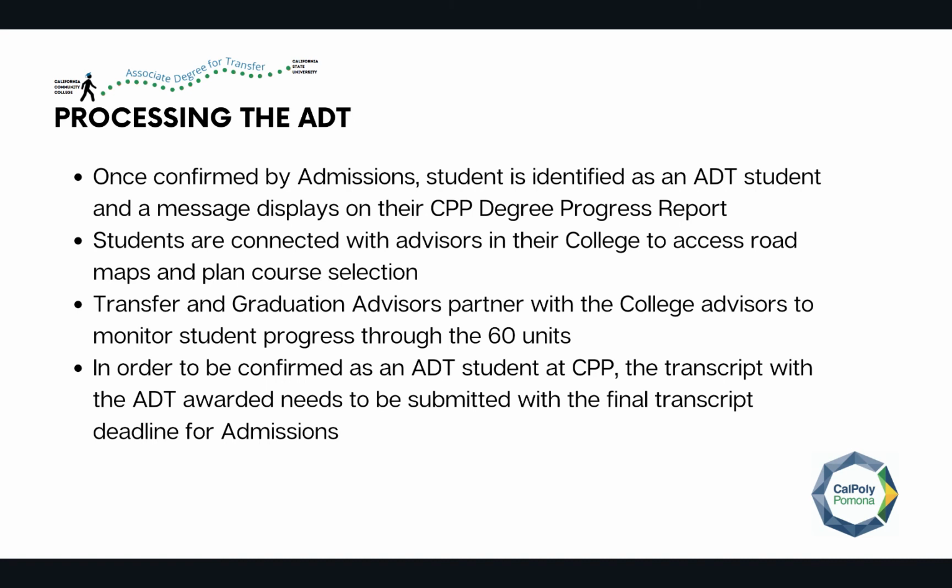And in order to be confirmed as an ADT student at CPP, the transcript with the ADT awarded needs to be submitted with the final transcript deadline for admissions. So you do need to have those transcripts ready and your degree listed on your official transcript that you submit to Cal Poly. And usually, I'm going to talk about business because that's just what I'm familiar with. For business, it will need to say business administration. So your ADT or AST should be in business administration in order for the agreements that we have with the community college to apply to your degree progress report.